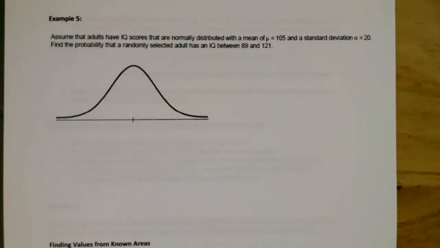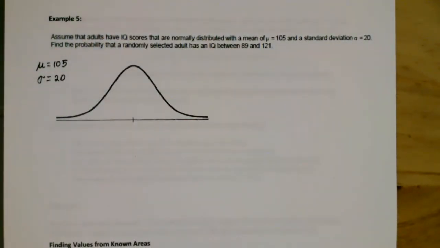And here's one more example. Assume that adults have IQ scores that are normally distributed with a mean of mu equal to 105 this time. So here they changed it a bit. And the standard deviation of 20. Change that a bit as well. Find the probability that a randomly selected adult has an IQ between 89 and 121.